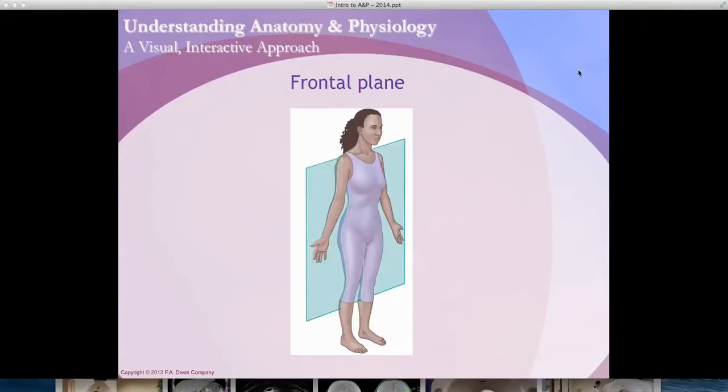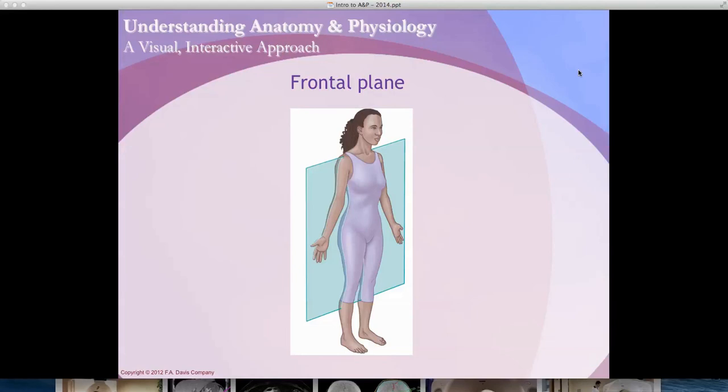So the last plane I want to talk about is the frontal plane, and that divides the body lengthwise into anterior and posterior portions, so the front side and the back side. Not the most common plane. I would say the most common plane that we talk about is the transverse plane. But I do want you to understand the 3 of these and be able to differentiate.